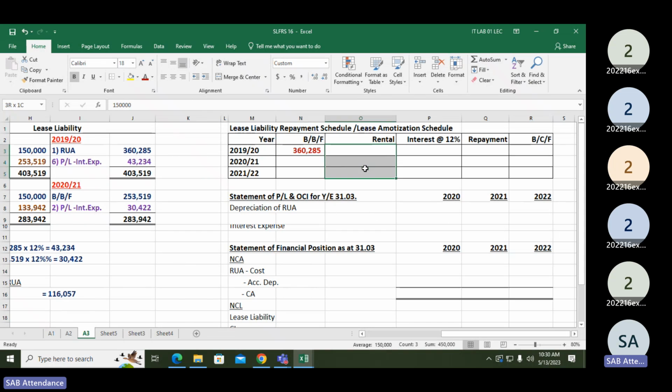Right. So rental every year 150,000, won't change. Interest is 12% of the opening balance. So repayment is 150 minus interest, to get the closing balance. The first year closing balance becomes the second year opening balance. And 30,000 interest. Likewise, you can complete this.